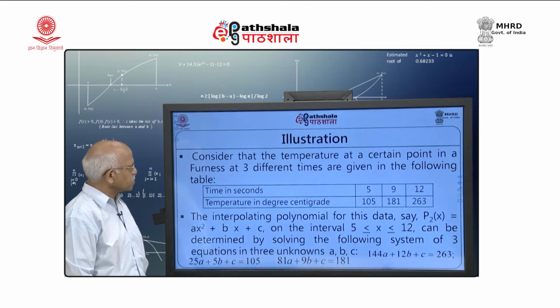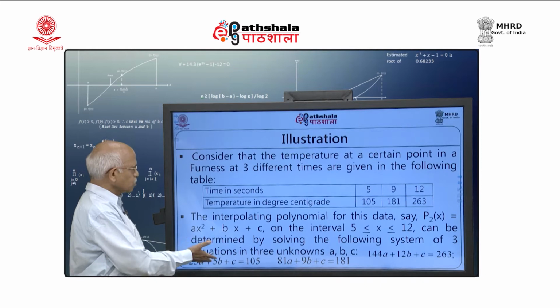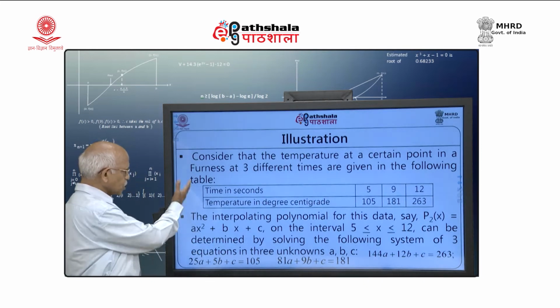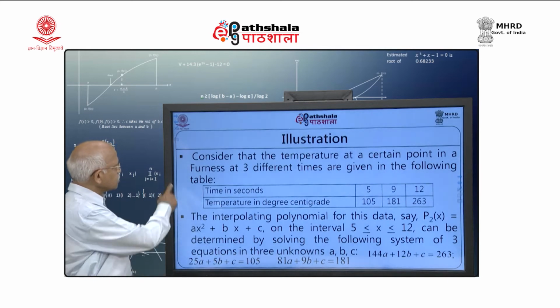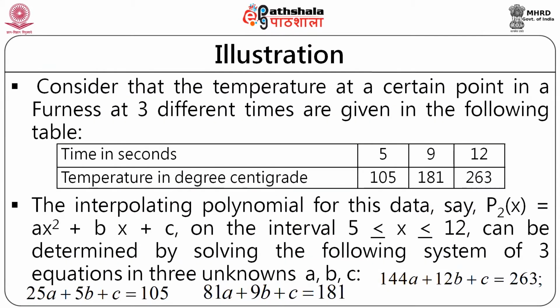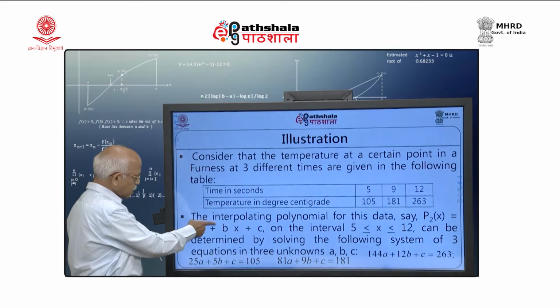This is an illustration which shows you how interpolating polynomial determination can be done through systems of linear equations. For example, consider the temperature at a certain point in a furnace at 3 different times, given in the following table. We are given the times in seconds as 5, 9 and 12, and the temperatures in degrees centigrade as 105, 181 and 263. The interpolating polynomial for this data, say p_2(x), because there are 3 points, will be a second degree polynomial. So, it will have a x squared plus b x plus c. Those 3 unknowns a, b and c are to be determined.